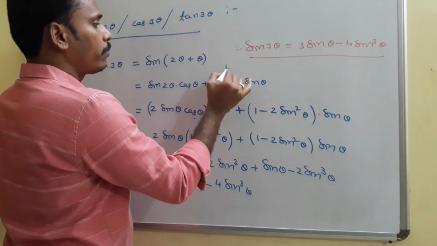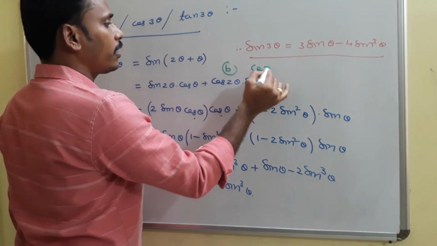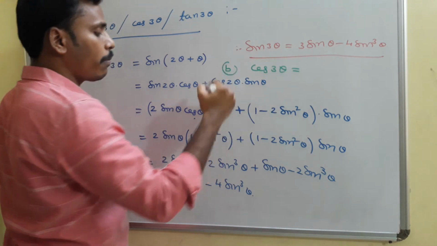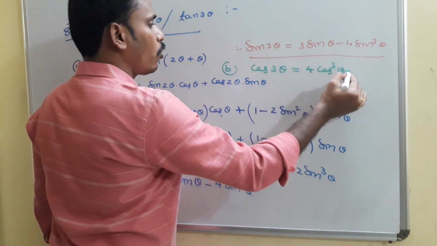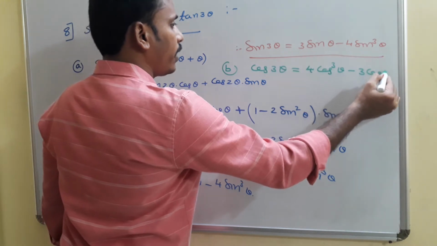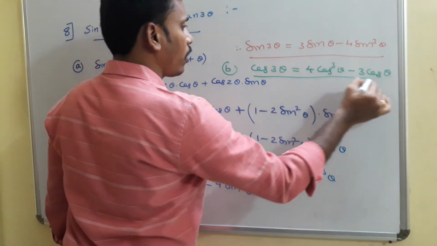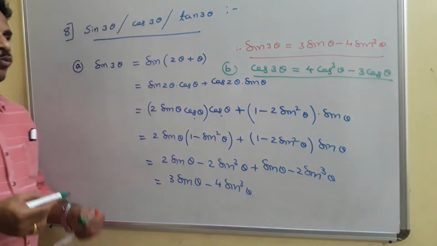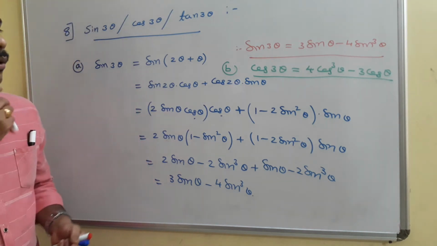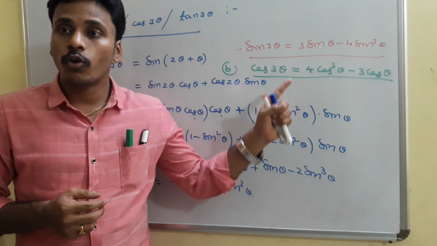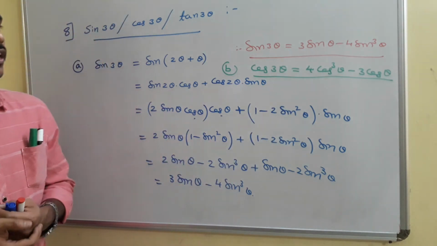Cos 3 theta, in a similar manner, if you try, you will get that cos 3 theta is 4 cos cube theta minus 3 cos theta. You just try to memorize these two. Sin 3 theta is 3 sin theta minus 4 sin cube theta, whereas cos 3 theta is 4 cos cube theta minus 3 cos theta.